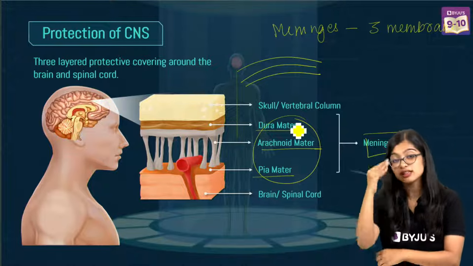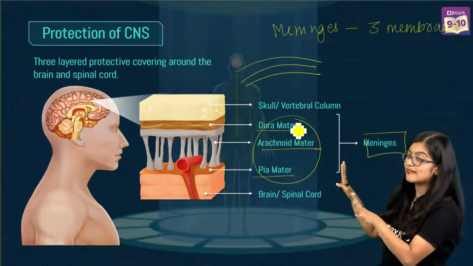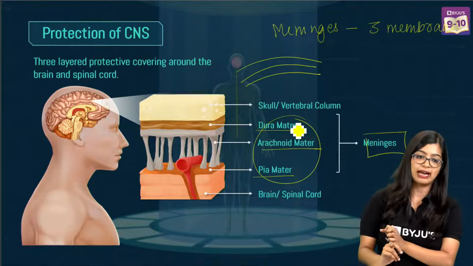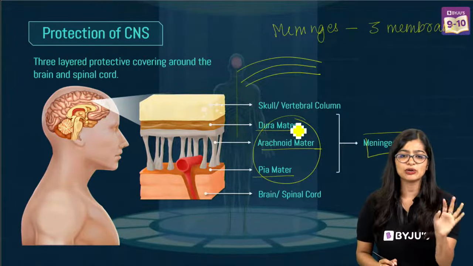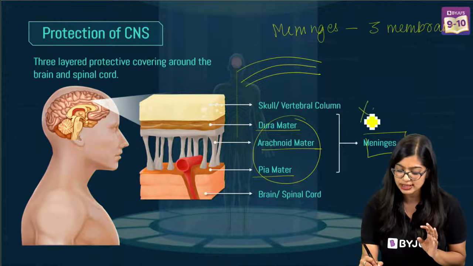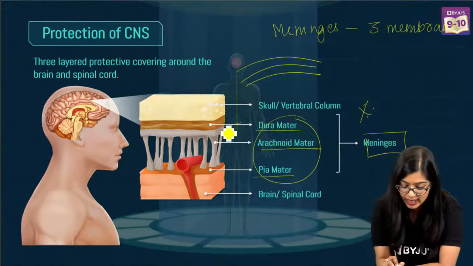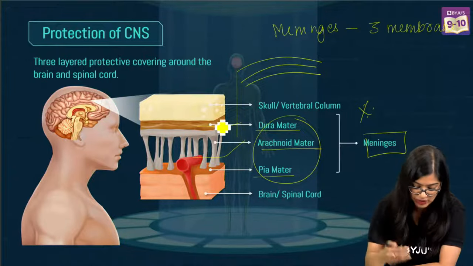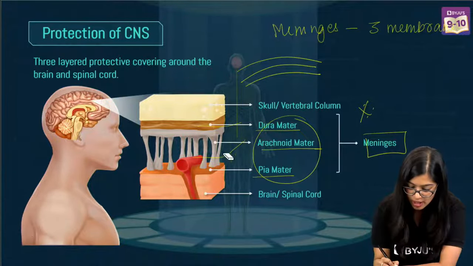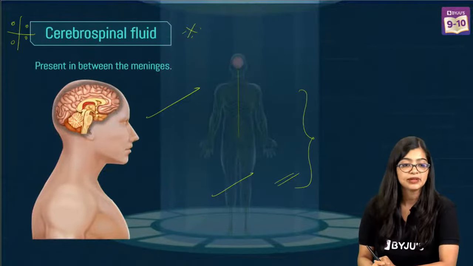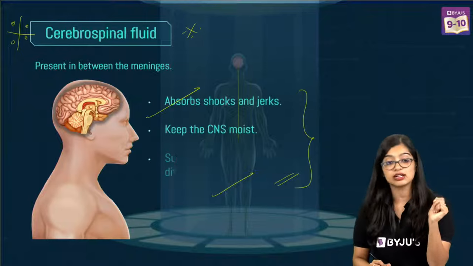And we see that the three layers have names, and I just have it on screen, which is dura mater, pia mater, and arachnoid mater, right? So it's very simple. You don't need to worry too much about it. You just need to know that they are called the meninges, right? And between each of these layers, if you see right here, you will find your cerebrospinal fluid, which absorbs mechanical shocks.